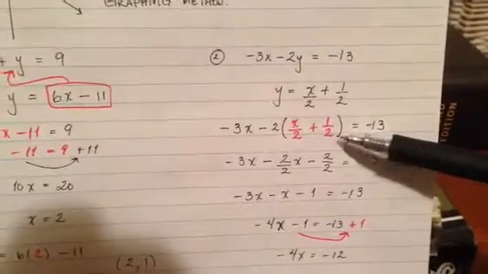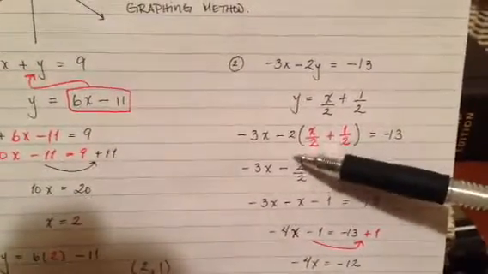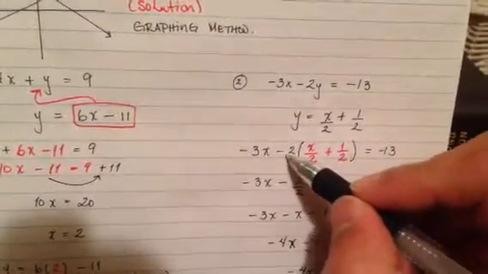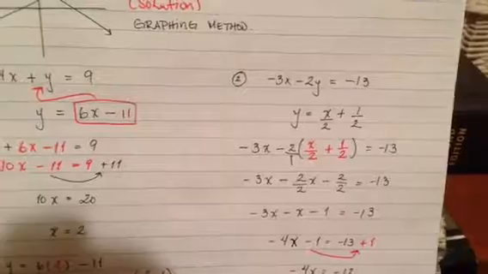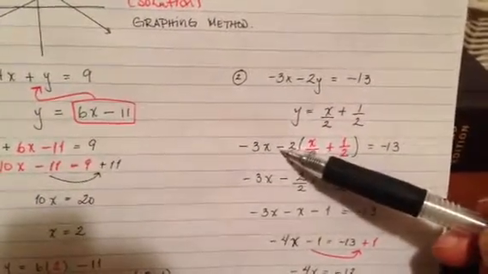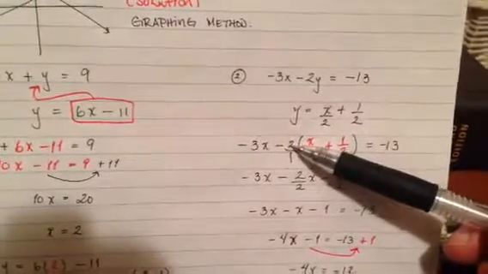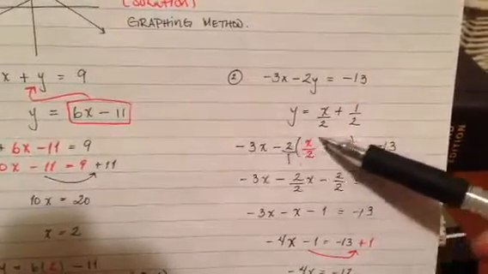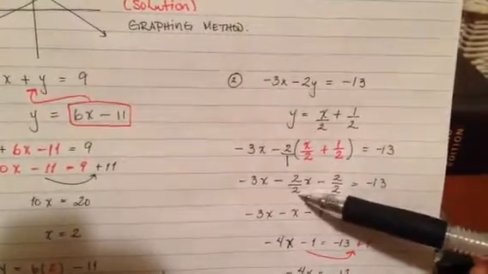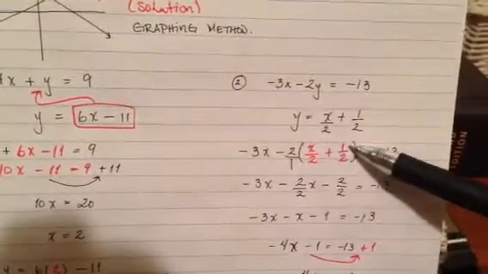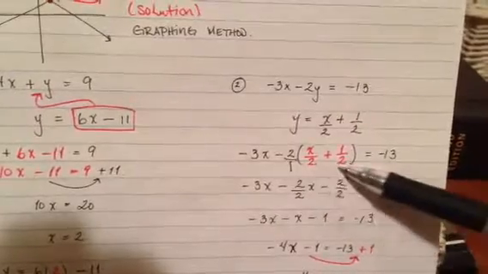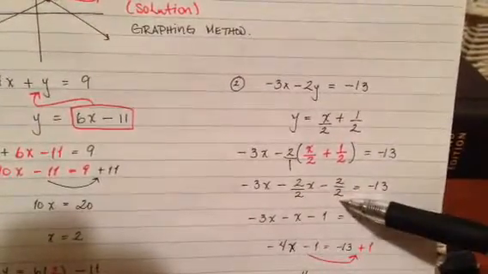A lot of students get scared because it's a fraction. No worries. If you want, you can put a 1 underneath here, and that's perfectly okay. Then you distribute. Remember, whenever you're distributing, make sure you use the sign in front, so it's not just 2, it's negative 2. Negative 2 times x is negative 2x. 1 times 2 is 2. Negative 2 times a positive 1 is a negative 2. And then 1 times 2 on the denominator is 2.